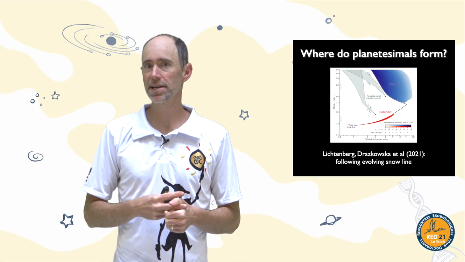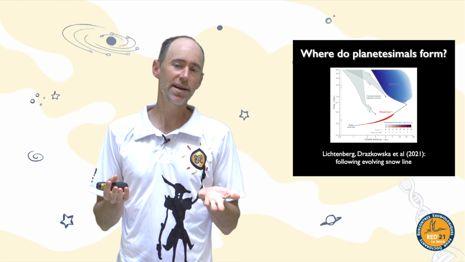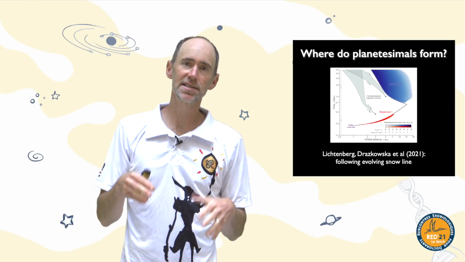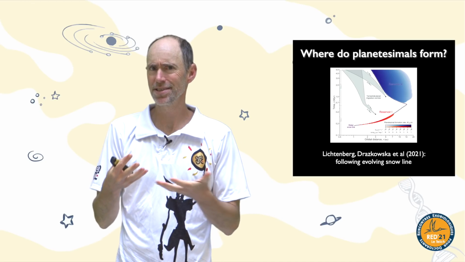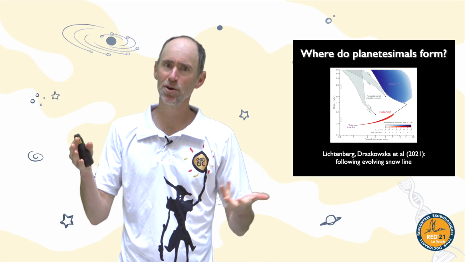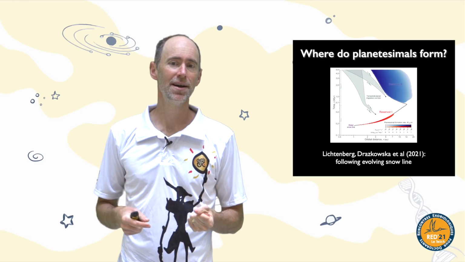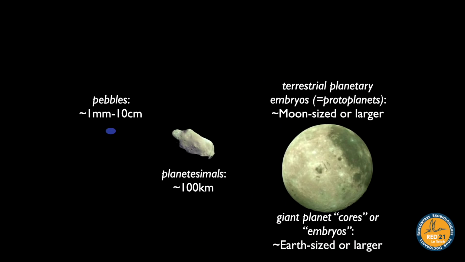And it's a key thing because we're pretty confident that planets form from planetesimals, but to really understand when and where they form, we need to know when and where the planetesimals form. And we don't really quite know that yet. So anyhow, this is the story so far.